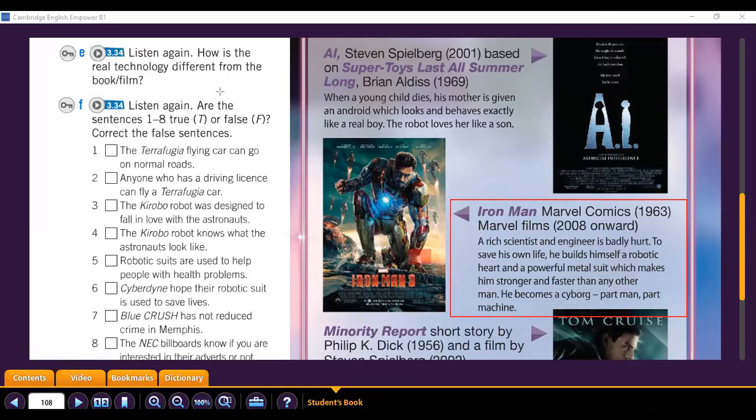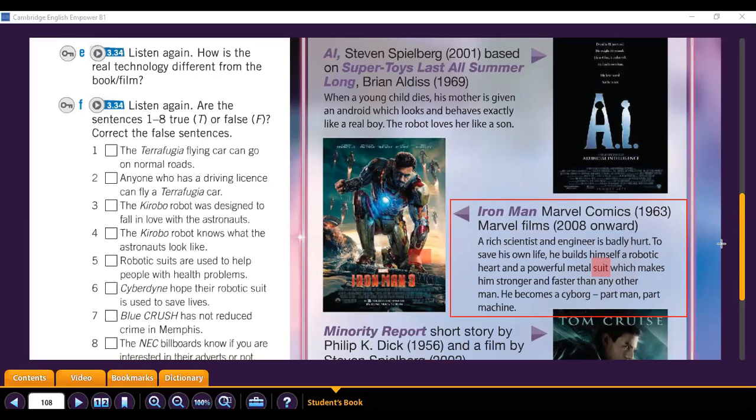Yes, teacher. Iron Man, Marvel Comics, 1963, Marvel Films, 2008 onward. Origin: scientist and engineer is badly hurt. To save his own life, he builds himself a robotic heart and a powerful metal suit which makes him stronger and faster than any other man. He becomes a cyborg, part man, part machine.